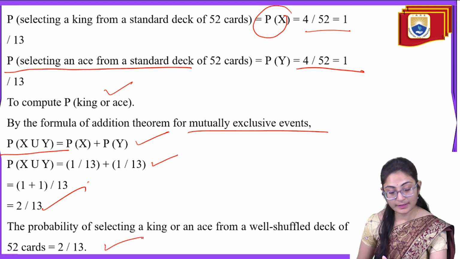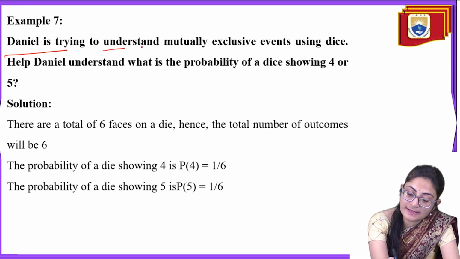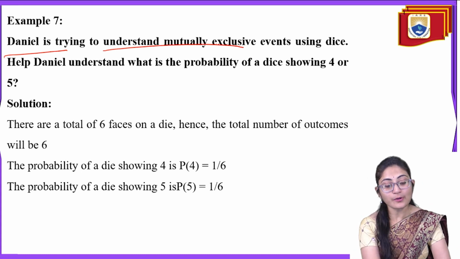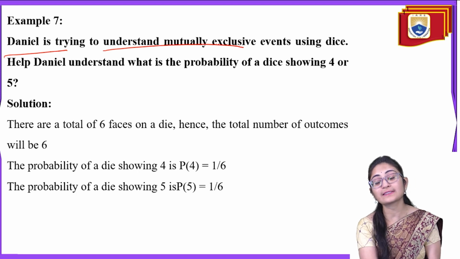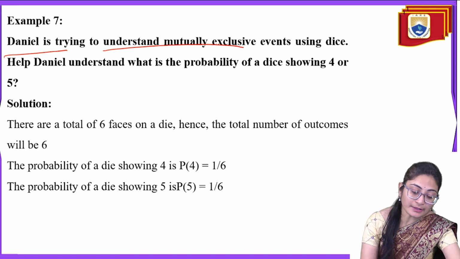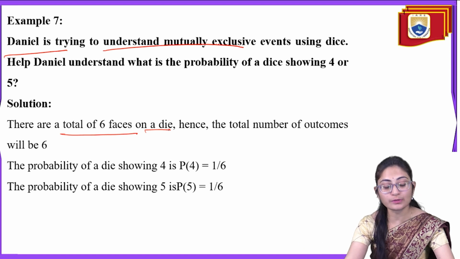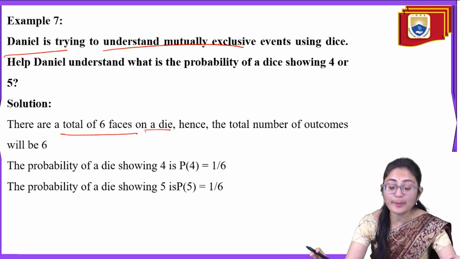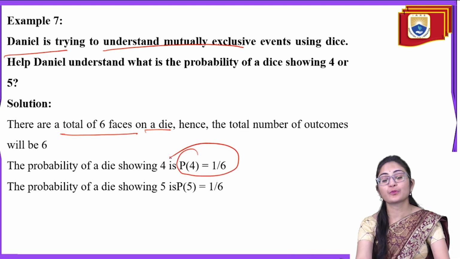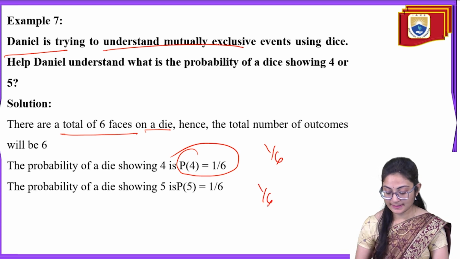Now next question: Daniel is trying to understand mutually exclusive events using dice. Help Daniel understand the probability of the die showing 4 or 5. There are a total of 6 faces on a die, so the number of outcomes will be 6. So probability of 4 will be 1 by 6 and probability of 5 will be 1 by 6.